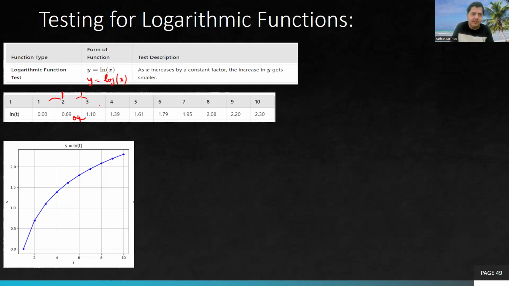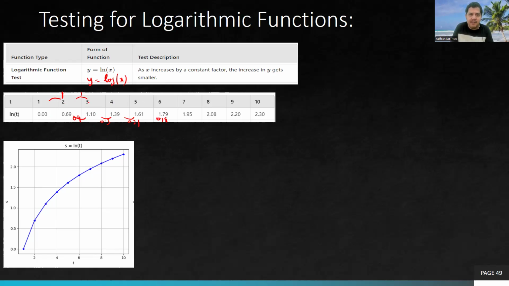Okay. So if you look at this, this is only around 1.1 to 1.39. How much is it? 0.3 over here. And here 1.4 to 1.61, 0.21 here, right? And here how much is it? 1.61 to 1.79, 0.18 here.